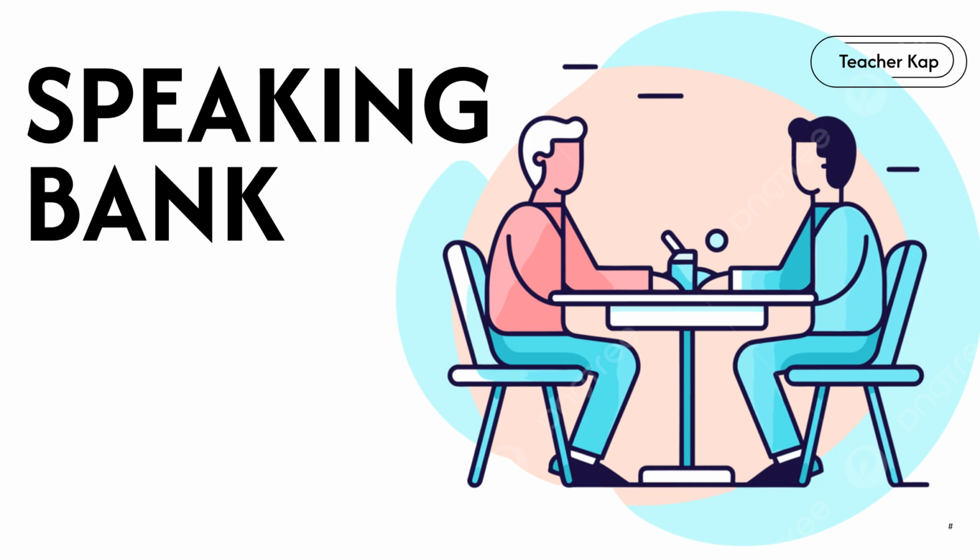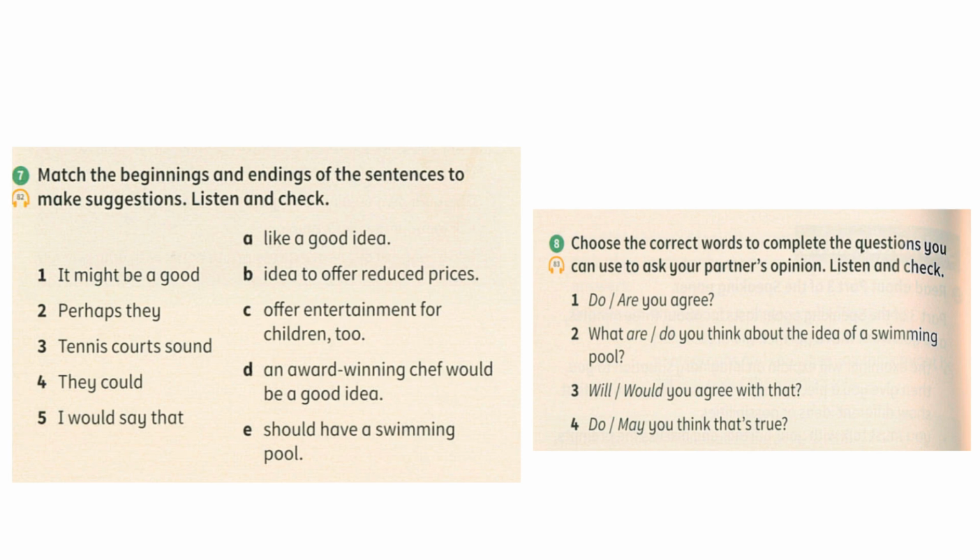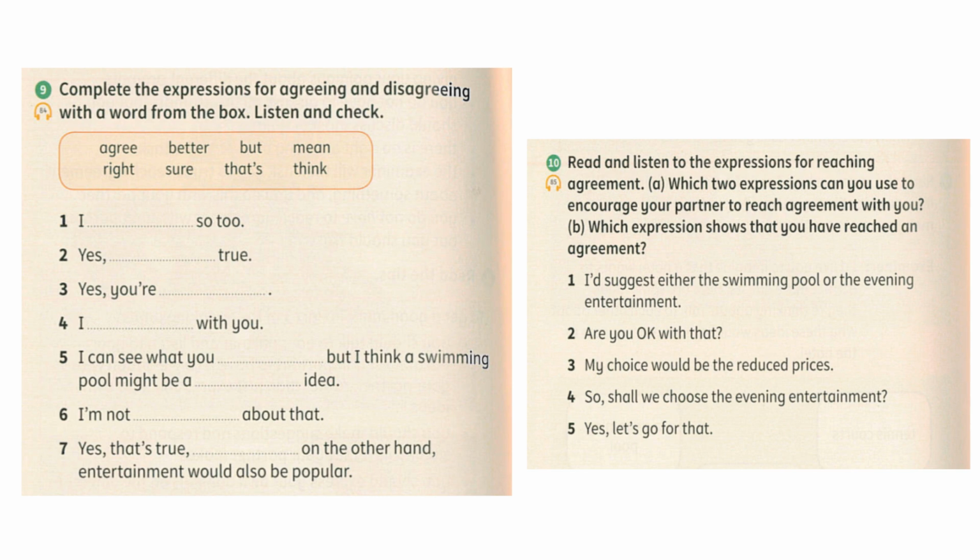Let's look at the speaking bank section. Match the beginnings and endings of the sentences to make suggestions. Then, listen and check. Also, choose the correct words to complete the questions you can use to ask your partner's opinion. Listen and check. Complete the expressions for agreeing and disagreeing with a word from the box.